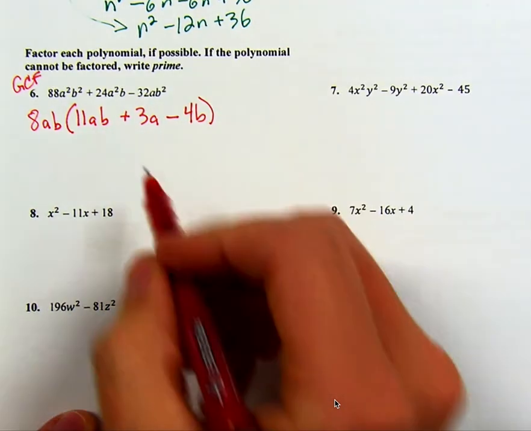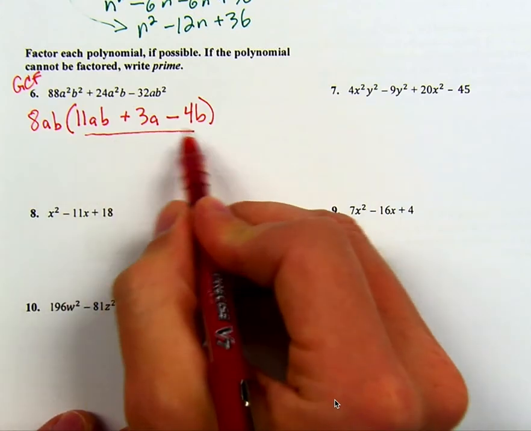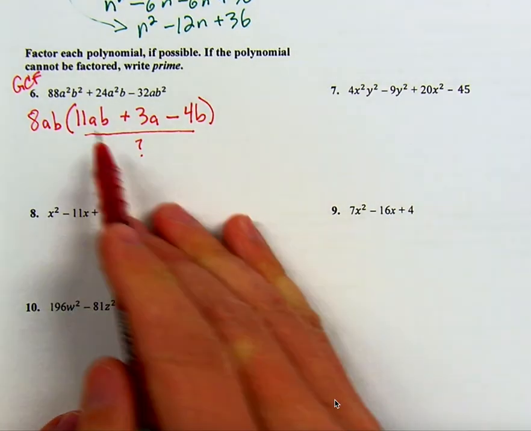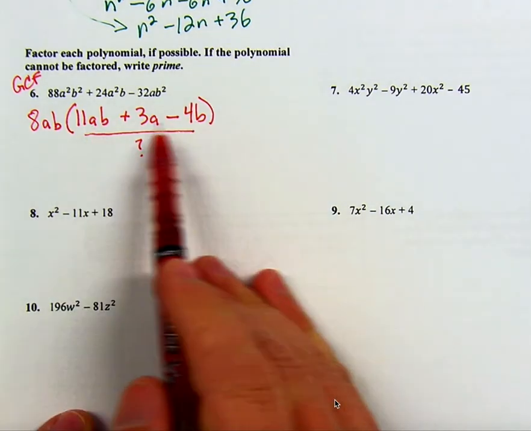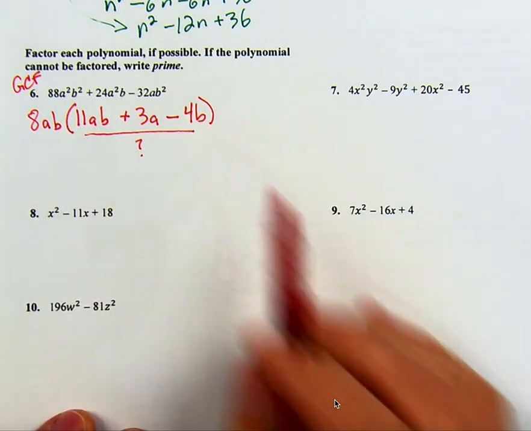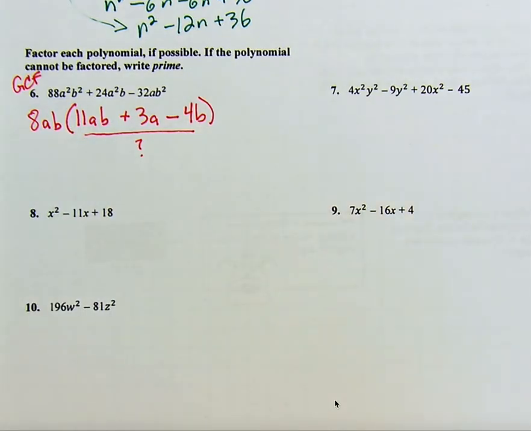And then just check to make sure. Can I factor anything else out? Can I do magic numbers? Can I find a difference of squares, et cetera, et cetera? And on this problem, the answer is no. That's as much as we can factor, so we'll go ahead and stop right there.